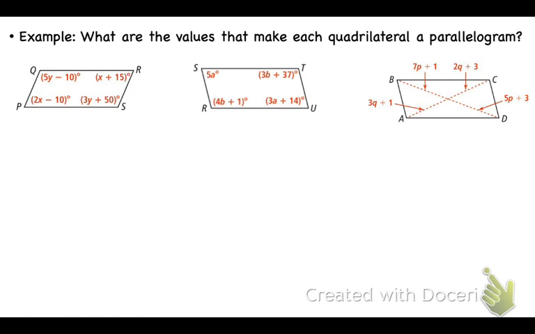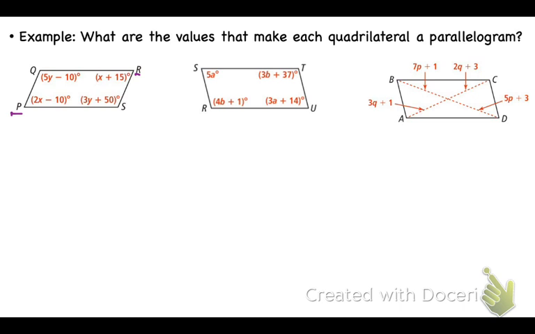Okay, so the next ones. What are the values that make each of these quadrilaterals parallelograms? Well, in the first one, we're talking about angles, yes? Now, I know that angle Q plus angle P has to equal 180, but angle Q has a Y and angle P has an X, so that's not going to help me out, is it? What do I know that Q and S should be and P and R should be? They should be congruent, right? So I set their equations equal to each other, don't I?